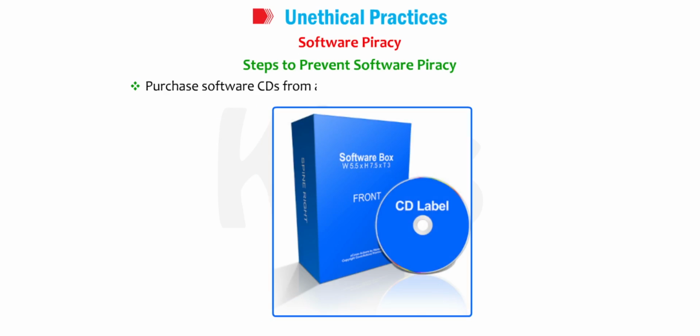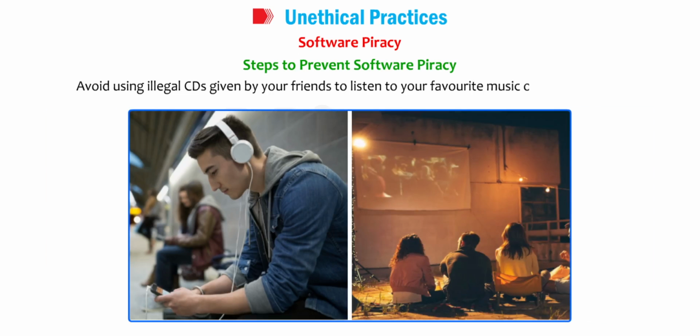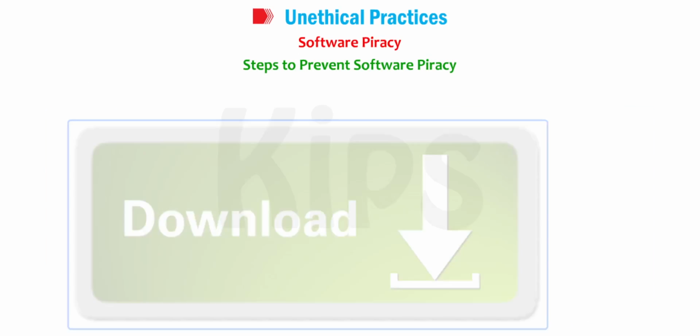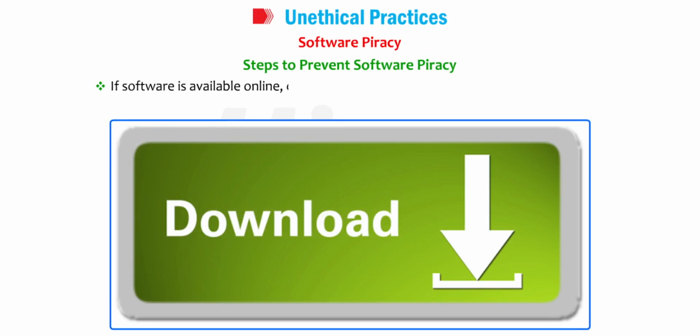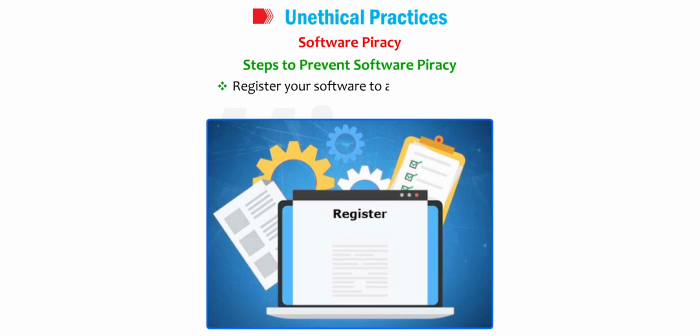Purchase software CDs from a reputed seller to ensure that it is genuine. Avoid using illegal CDs given by your friends to listen to your favorite music or watch movies. If software is available online, download it directly from the manufacturer's website. Register your software to avoid soft lifting.